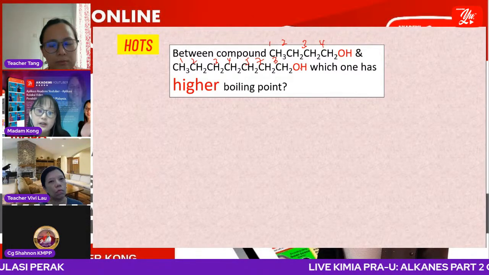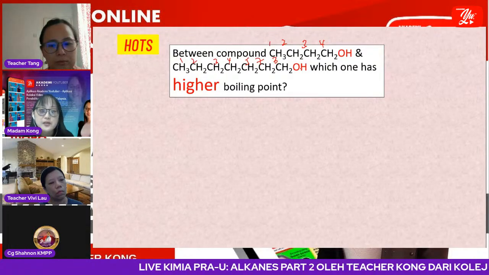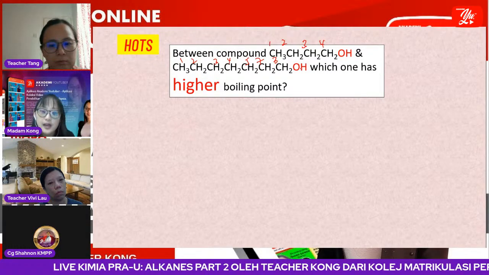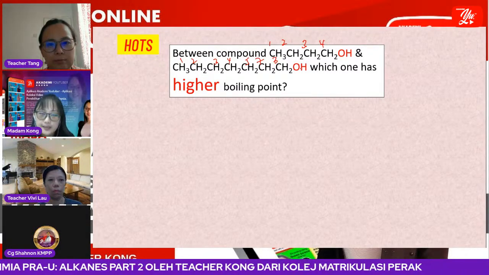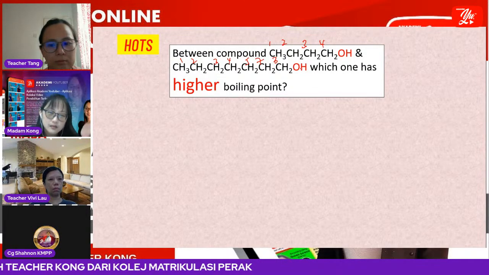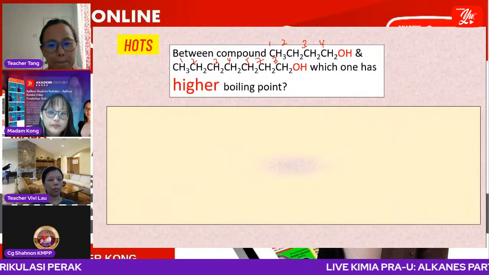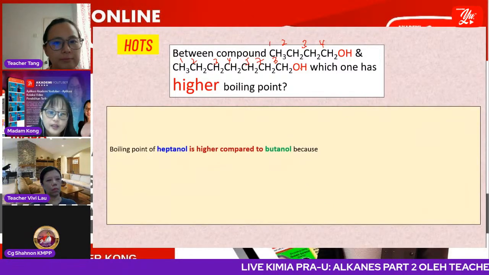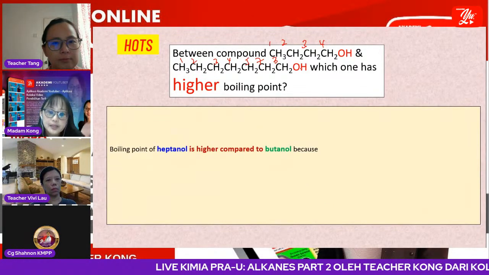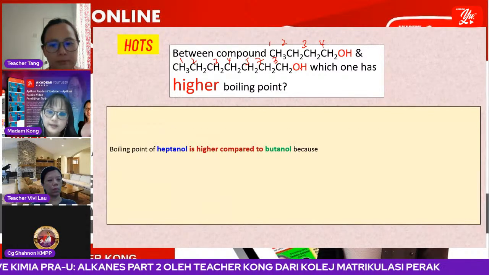For certain students, they will think, oh, alcohol, maybe they are ready at once. No, this is a hydroxyl group, so it's hydrogen bond. But actually, the explanation is exactly the same as the example just now. Why? For sure, the boiling point of heptanol is higher compared to butanol. I know most of you can answer this.